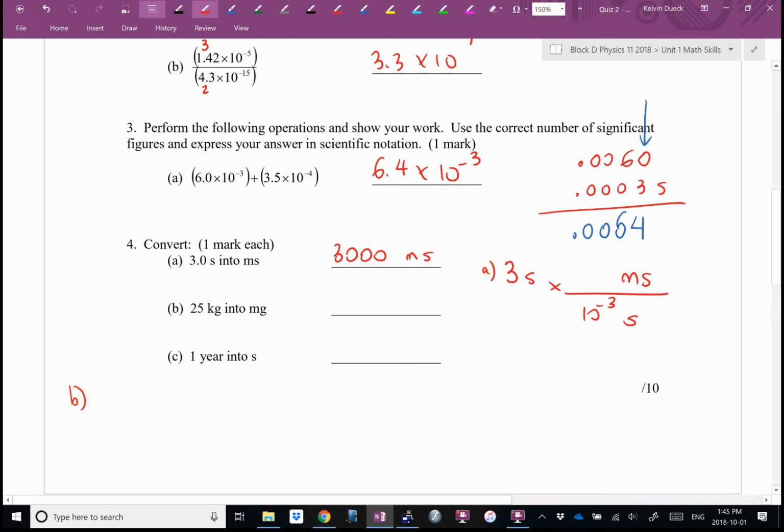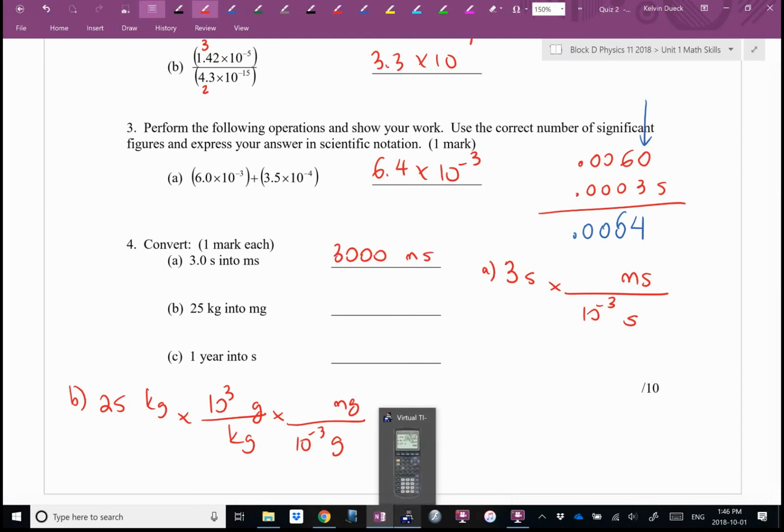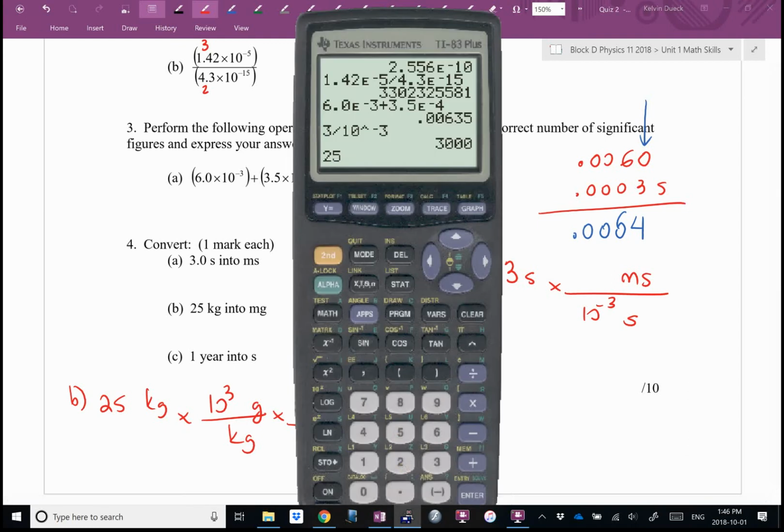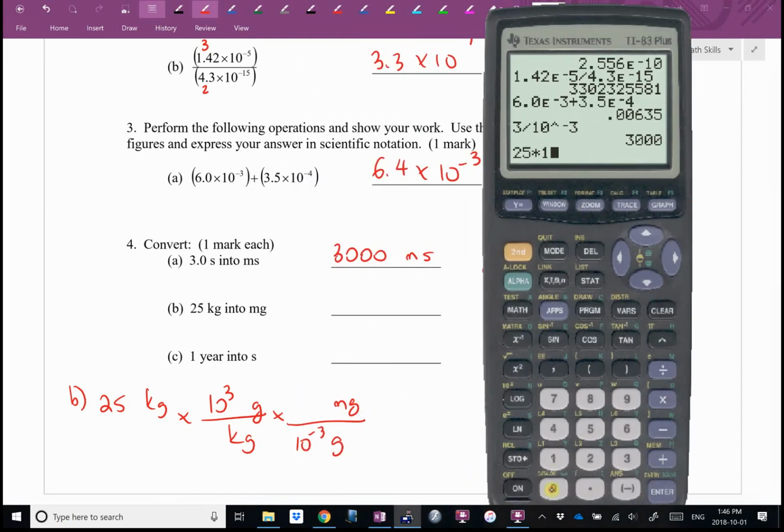So there's my work for A. B, 25 kilograms. I want kilograms to cancel. Grams goes on top. Kilo is 10 to the third. Now I want grams to cancel. Milligrams on top, 10 to the negative 3. So it's going to be 25 times 10 to the third divided by 10 to the negative 3.